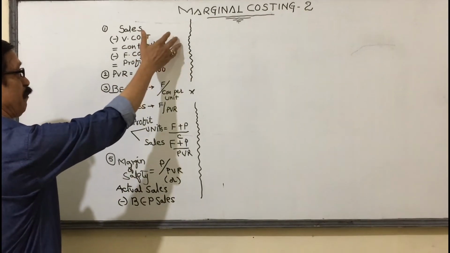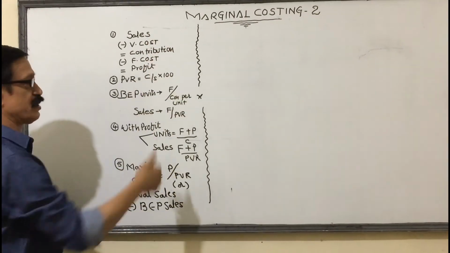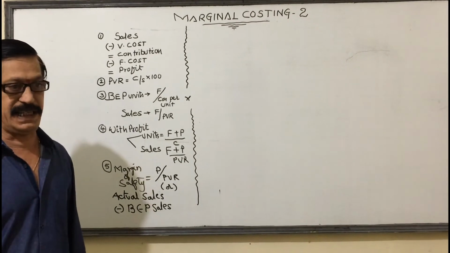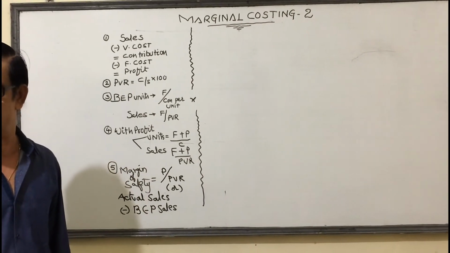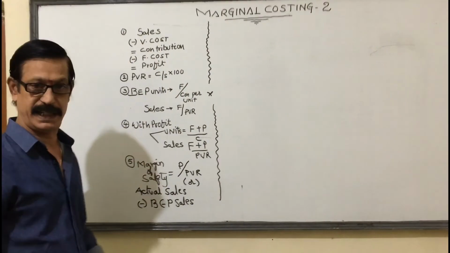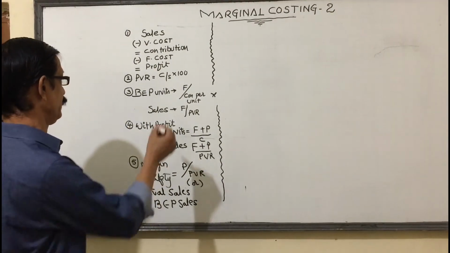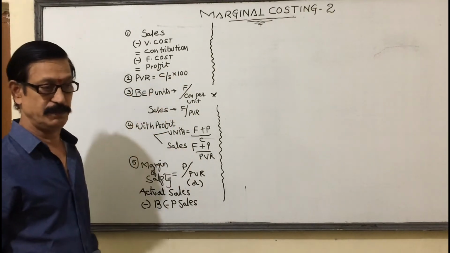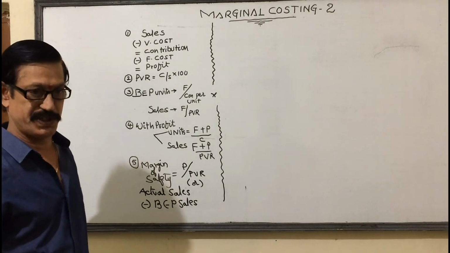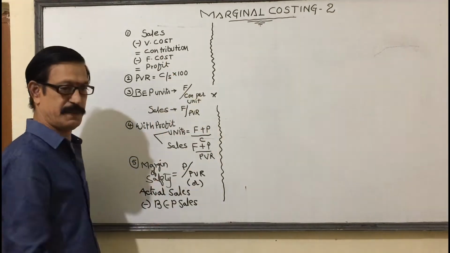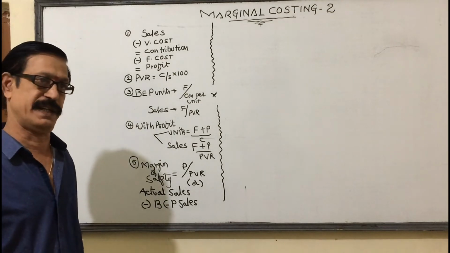Whenever we are going through a problem, first we have to go through sales minus variable cost is equal to contribution. Sales minus variable cost is equal to contribution, minus fixed cost is equal to profit. Then PVR, it is the most important. Profit volume ratio, contribution by sales into 100.